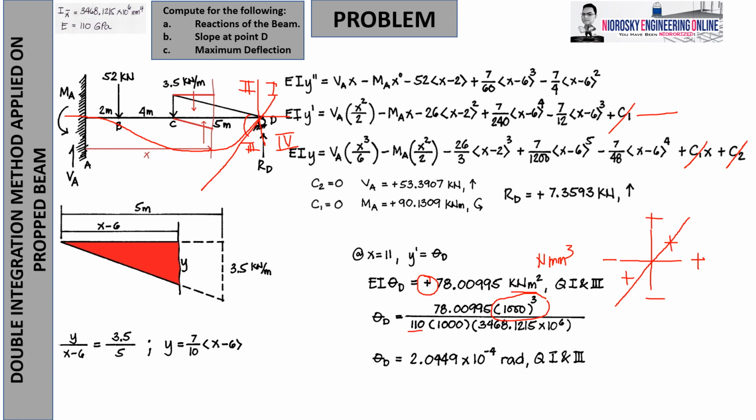Again, 110 is converted into a megapascal unit because we know that 1 megapascal is equal to 1 Newton per square millimeter. Okay? So therefore, by that, we will now have a slope at D as 2.0449 times 10 to the negative 4 radians located on the first and the third quadrant. So that proves our discussion on this. Now, we move on to the identification of the maximum deflection.